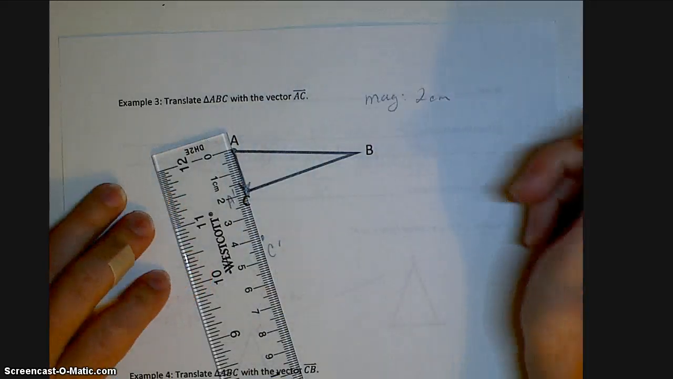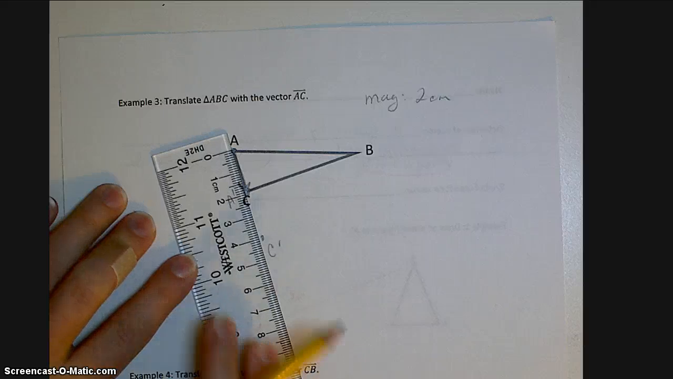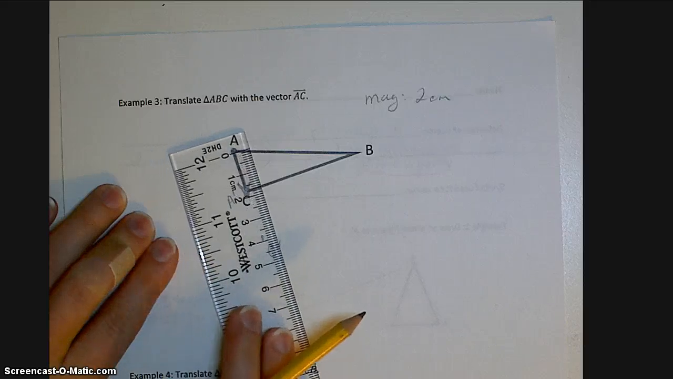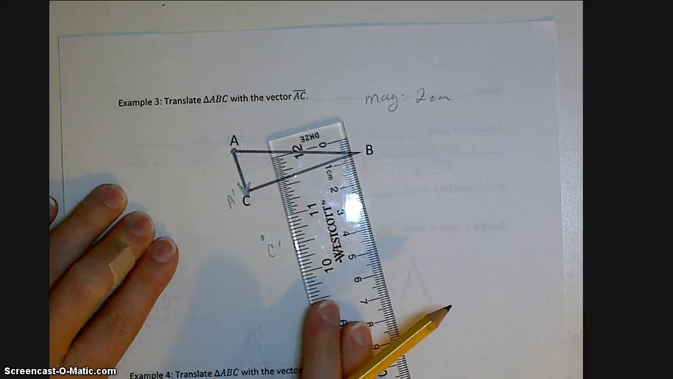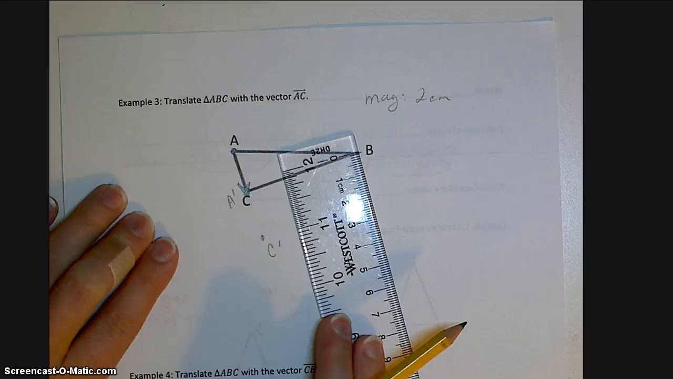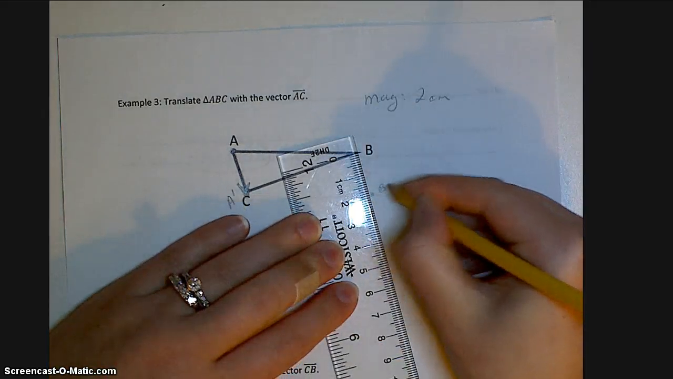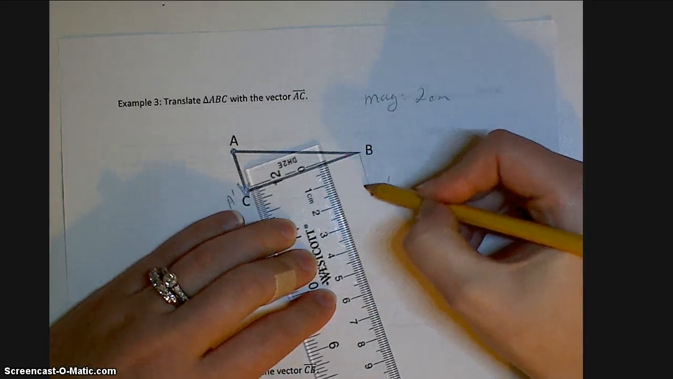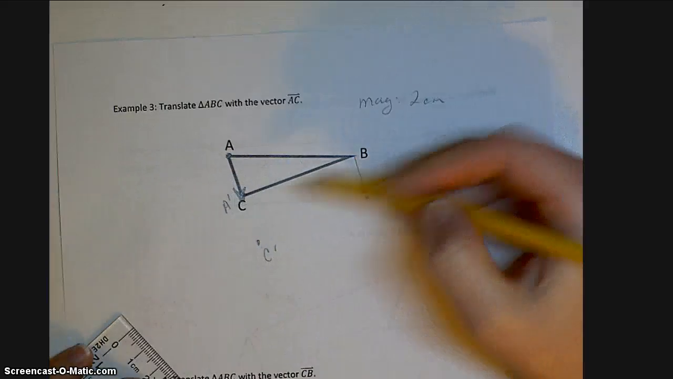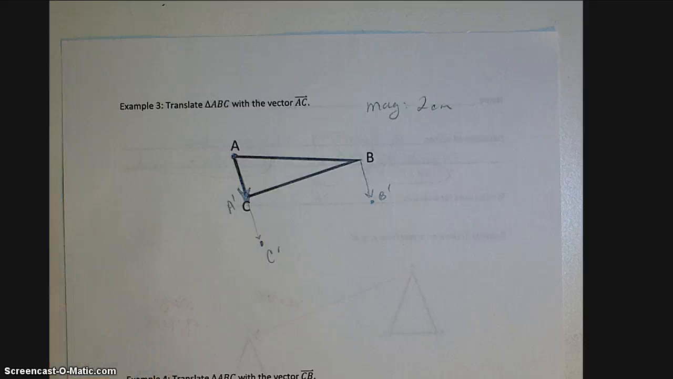B is tricky because I have to, again, make sure that I don't move my ruler like that. So I'm going to slide it really carefully over to B. 2 centimeters. That would give me B prime. And again, I want to draw my little arrow to show I used that vector. Okay?